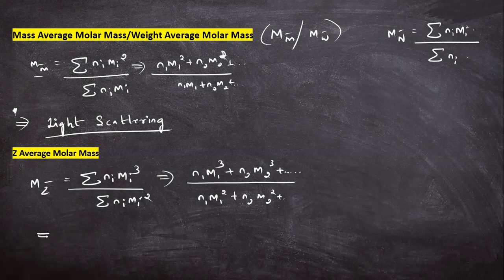No need to go into detail on the method of determination of light scattering. And here it is sedimentation. They will ask a direct question on this. Just remember the sedimentation process is the method of determination of Z average molar mass. This much is enough, guys.